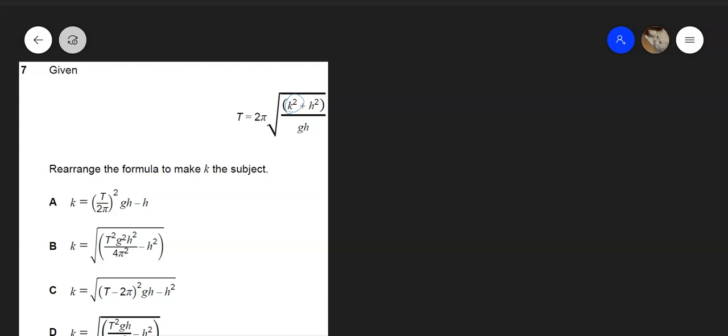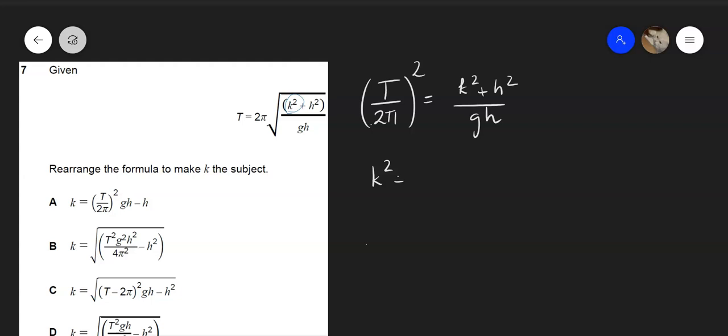So what I'm going to do first is to separate the square root. T over 2 pi is equal to the square root of something, and therefore I quickly can square both sides, and I've got the expression on the left hand side, which is equivalent to k squared plus h squared over gh. Okay, so we're halfway through. The next step is to get to k squared plus h squared, and this is equal to t over 2 pi all squared gh. And now of course we can subtract h squared from both sides, right?